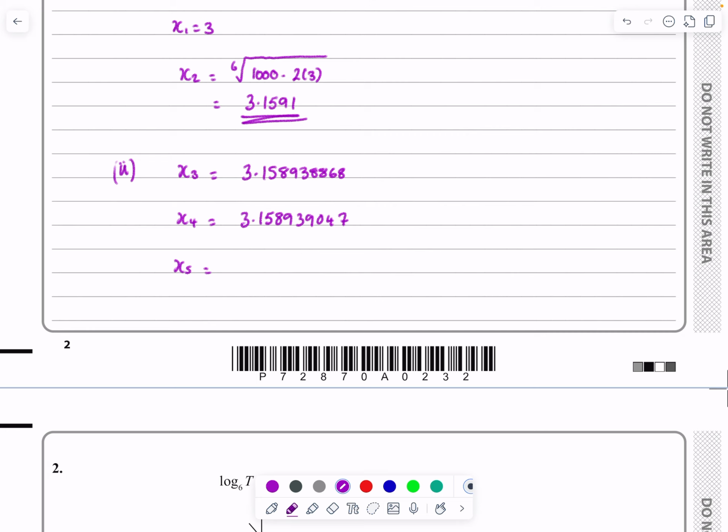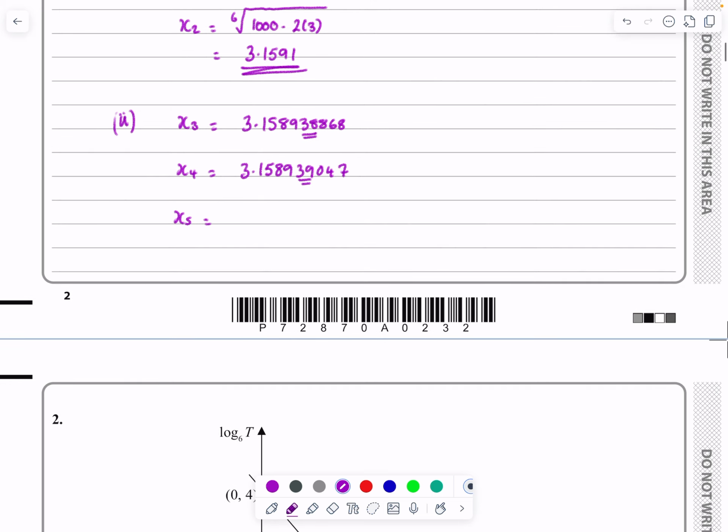I could almost stop here, couldn't I? Because look, it's 3.8, then it's 3.9. I just want to make sure that doesn't... let's do the next one, 3.1589, and then it was 39046. Look where this is changing now. This is changing all the way down there, so I'm more than happy to at this stage say that to 4 decimal places it's 3.1589, or alpha, I think it was what they actually wanted there.